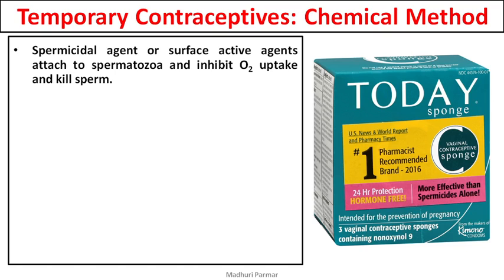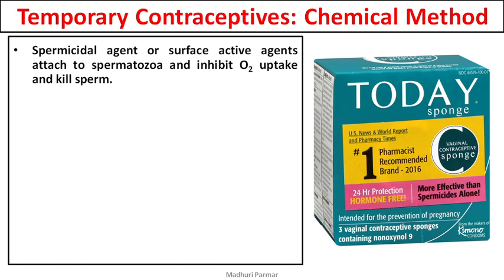So contraceptives you can have of two types. The first one we will be discussing is temporary contraceptives. Temporary means you can use these contraceptives for some time whenever you want, and then let us say you decide to have kids, then you can just stop using this method. So these are known as temporary, for a short period of time.